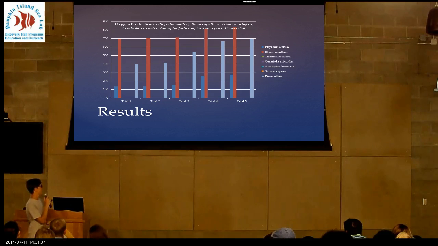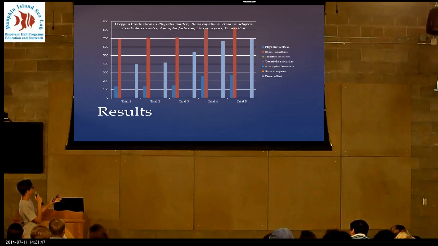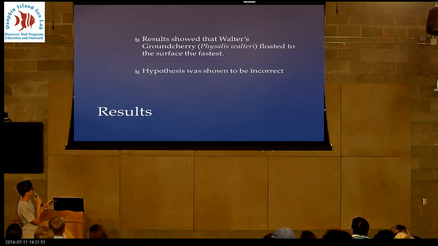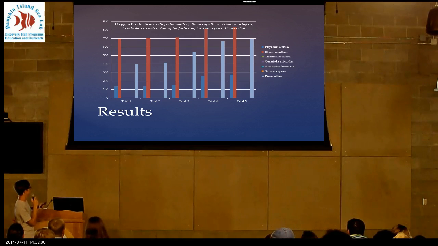So these are the results. As you can see, I'm missing some of the results. I don't really have an explanation for it, but I'll try my best to discuss that after these results. Right here you can see the Physalis walteri, which is the Walter's ground cherry. It rose to the surface fastest. This is time in seconds, and these are the trial numbers, and these right here are the leaf samples. I only got results for 3 of the leaf samples out of the 7 I tested.